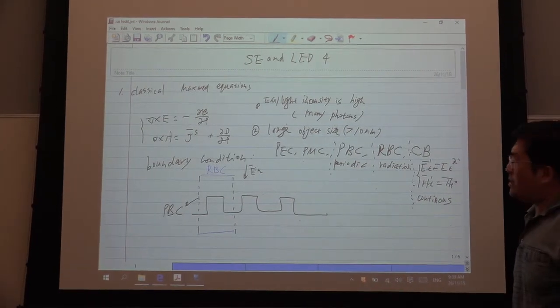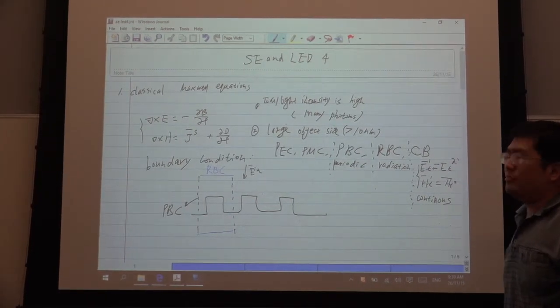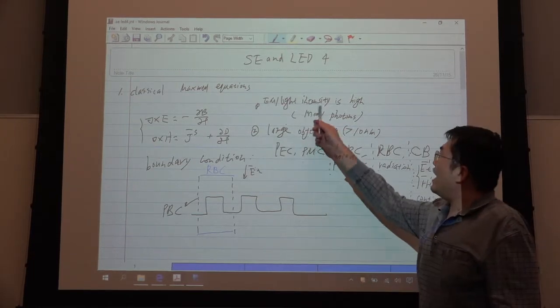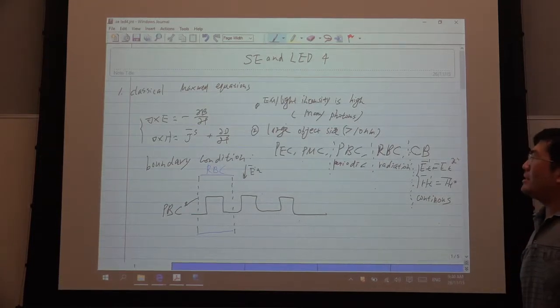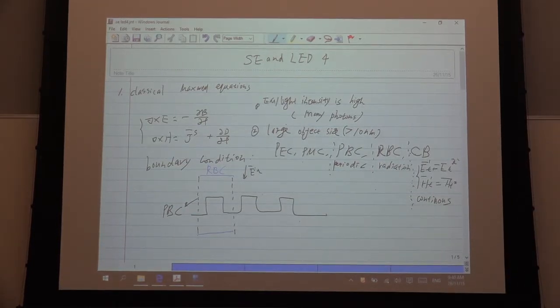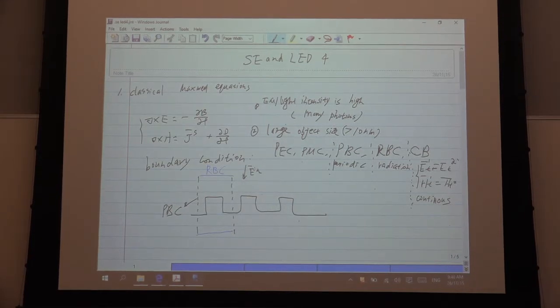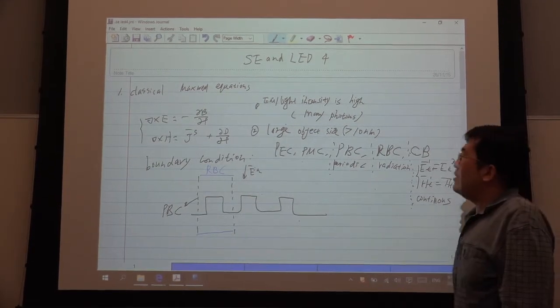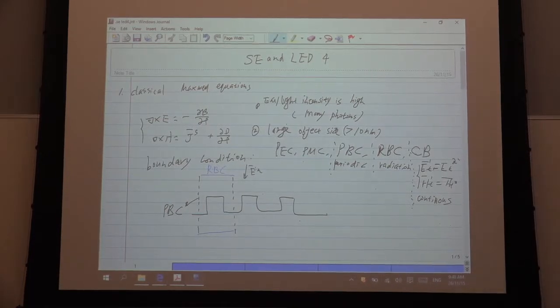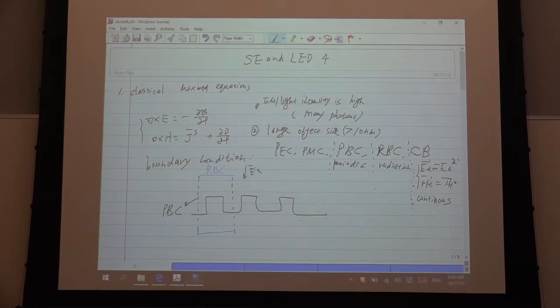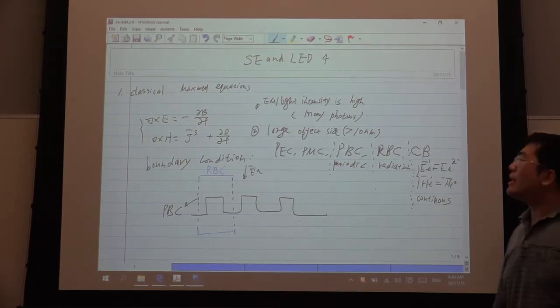You can use them. You can solve your problem using commercial software or by your homemade code. First, the EM light intensity is high. I mean, there are many photons, maybe hundreds or thousands of photons. Another is that the object size is large, typically larger than 10 nanometers. If larger than 10 nanometers, I think the classical Maxwell equation is accurate. So there are two conditions.